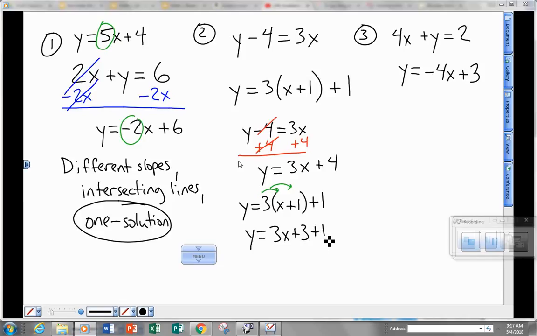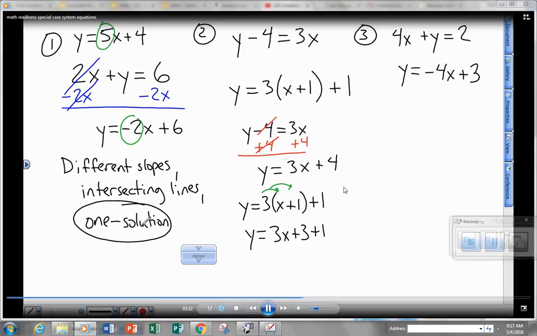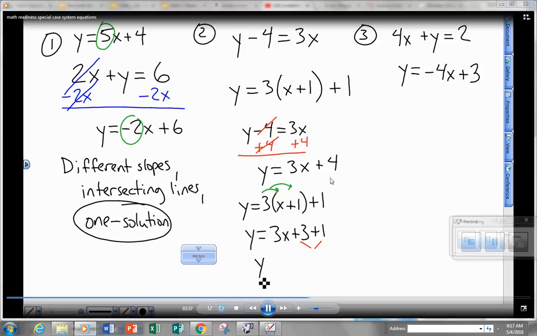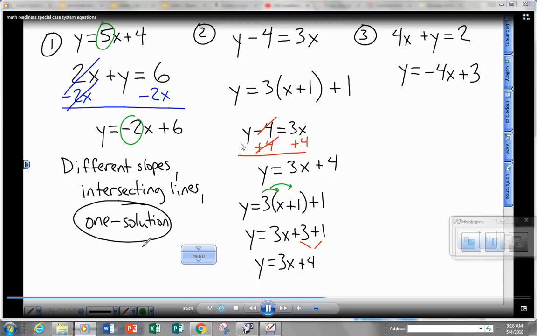Plus 1. And then I take that 3 and that 1 and I combine those like terms together. So that equation becomes y equals 3x plus 4. And again, you can see they are the same exact equation, same slopes of 3 in front of x and the same y-intercepts. Whenever you have the things that are the same, that means coinciding lines. That means infinite solutions. So because they are both the same equations exactly, infinite solutions. Because they both have the same slope and y-intercept, infinite solutions.